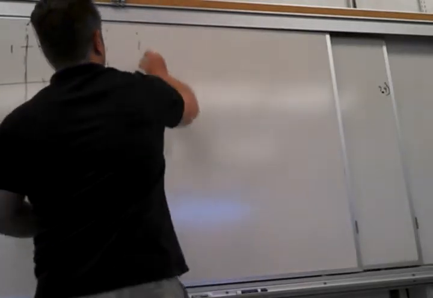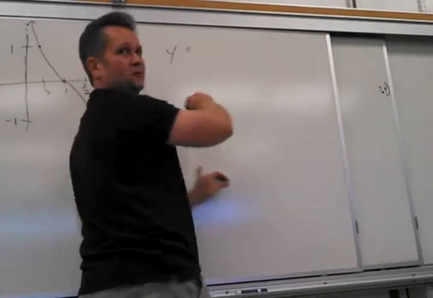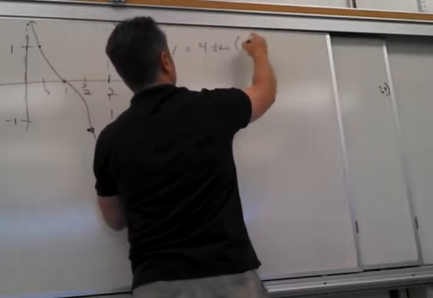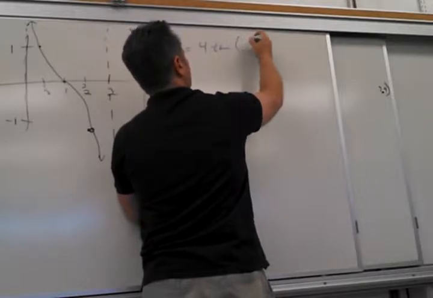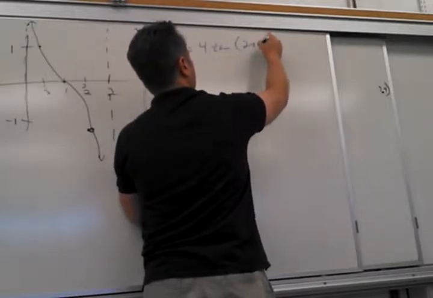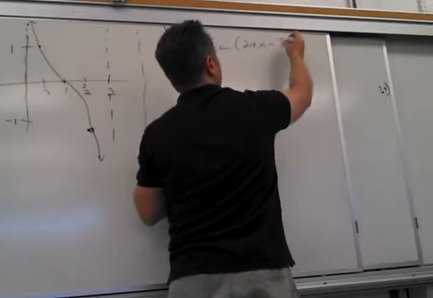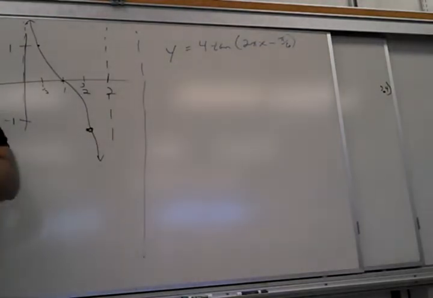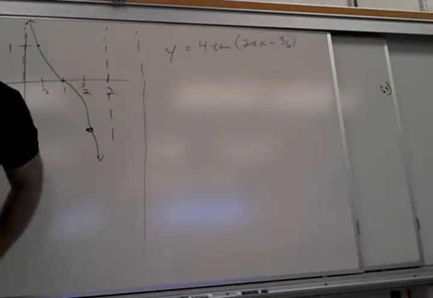What do you got? Or whatever you got. Okay. Let's see. 4 tangent of 2 pi x minus pi over 6. That's horrific. I like it.